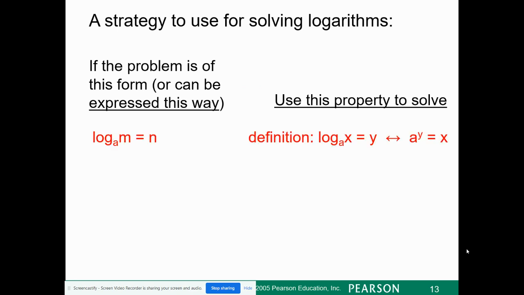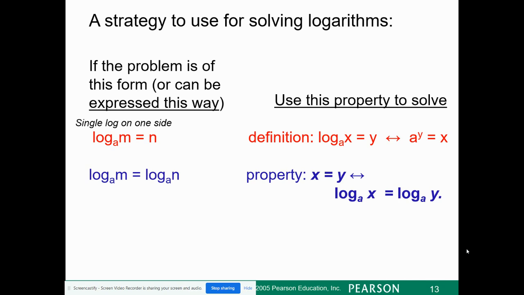So one of the strategies we're going to use is if my problem has a log base a of m equal to n, then I'm going to use the definition to solve that. I'm going to rewrite that logarithm in exponential form. So if I have a single log on one side, I will rewrite this equation from logarithmic form to exponential form, and that will oftentimes allow me to solve.